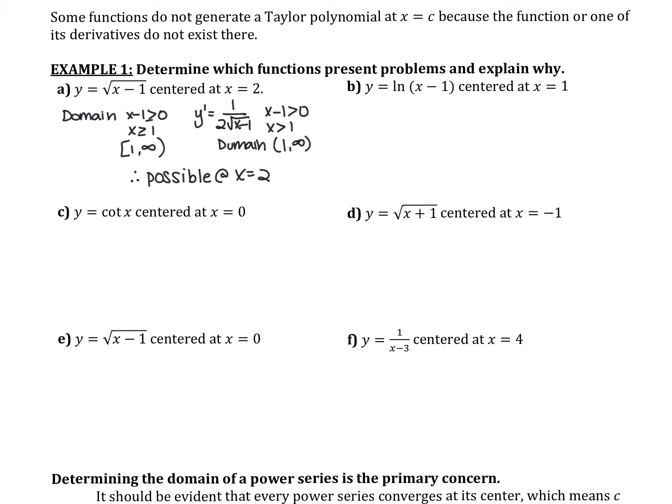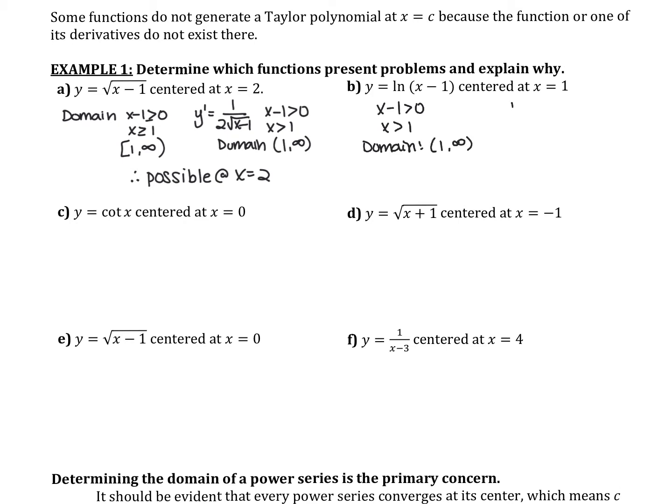Let's look at the domain of natural log. We know that the argument of a natural log has to be greater than 0. I can't take the natural log of 0. And so we would get that x needs to be greater than 1. So the domain here would go from 1 to infinity.